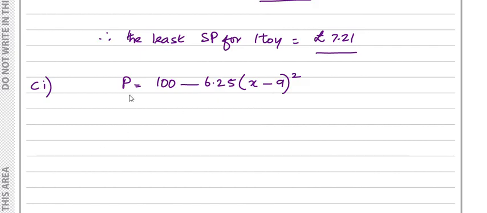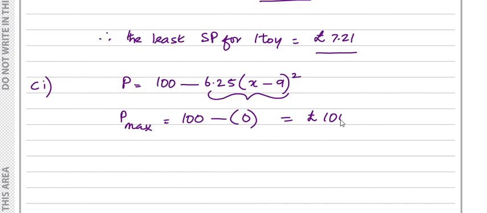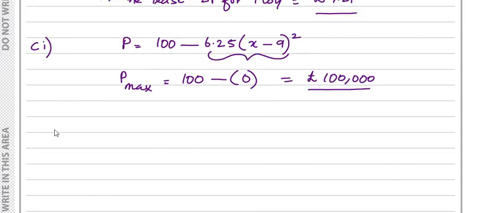Okay, so if P should be the max, let's say P max, that will be 100 minus 0, because this is always taken away from 100. 6.25 is positive, and (x minus 9) whole square is in no way negative. That means this whole thing is positive, being taken away from 100. So only if this is 0, the profit will be the maximum. So that is equal to 100, which can be written as 100,000. That's the maximum profit that the company can aim to achieve. The next part of the question is, at what selling price will this maximum profit be achieved?